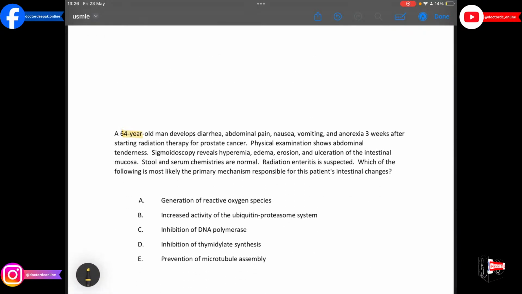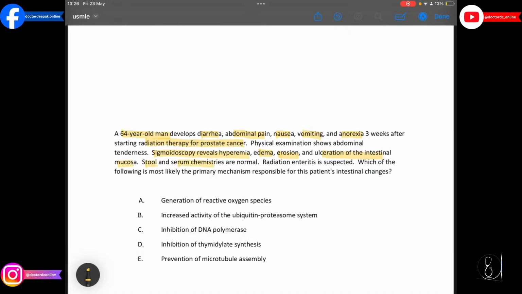A 64-year-old man presents with diarrhea, abdominal pain, nausea, vomiting, and anorexia 3 weeks after starting radiation therapy for prostate cancer. Physical examination shows abdominal tenderness. Sigmoidoscopy reveals hyperemia, edema, erosions, and dilation of the intestine and mucosa.